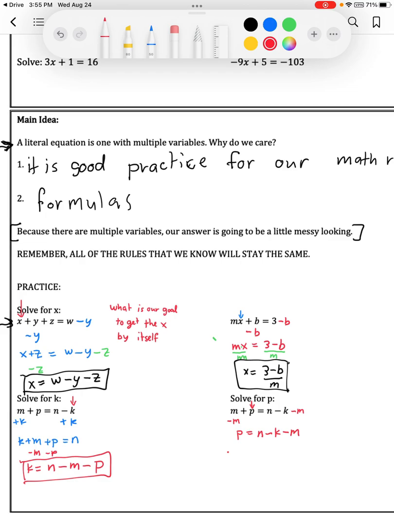In summary, keep this in mind. All of the rules that we know will stay the same. All of those properties of algebra are still in play. It looks a little different, but the process of solving it is very similar to what is currently being done.